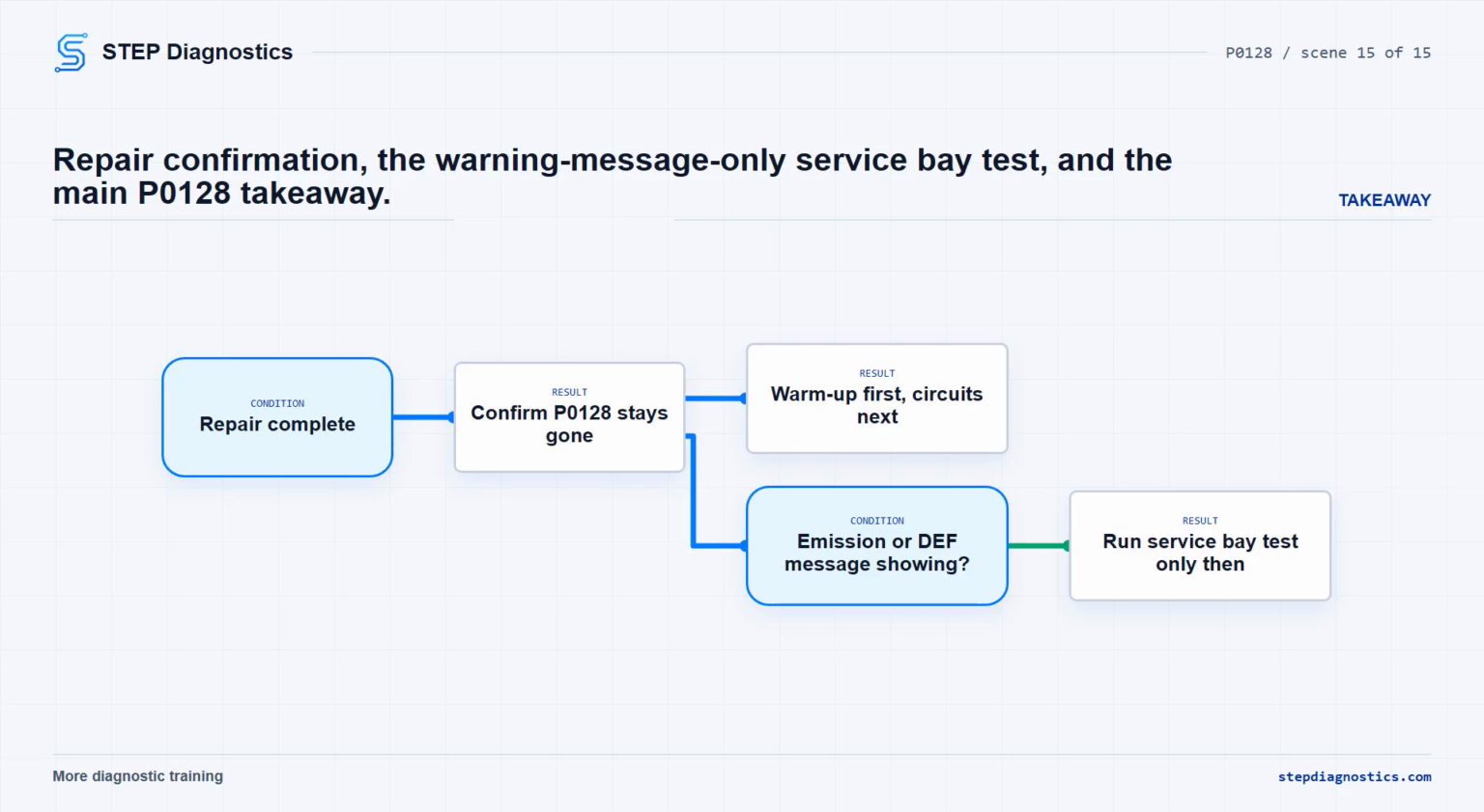The takeaway is simple. Prove the engine reaches the required temperature first, then prove the ECT signal and low reference circuits before condemning a module or sensor.